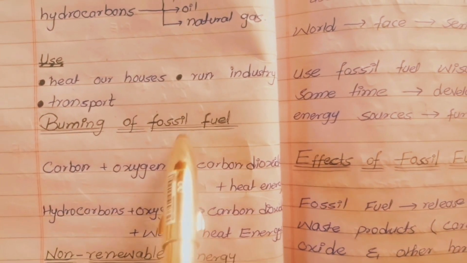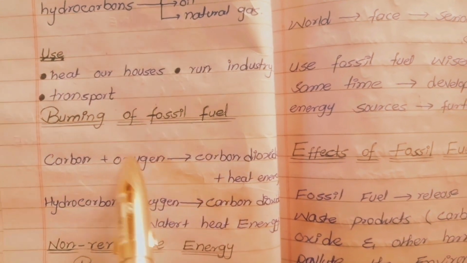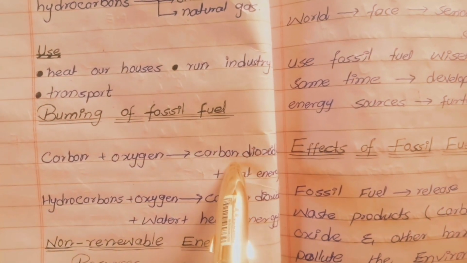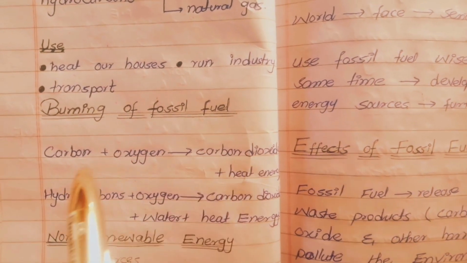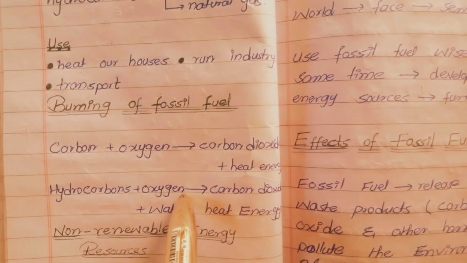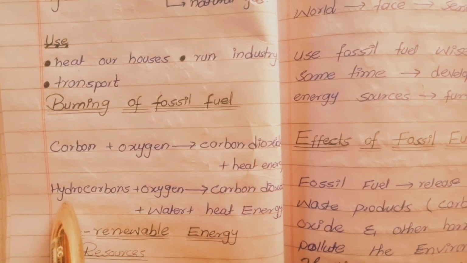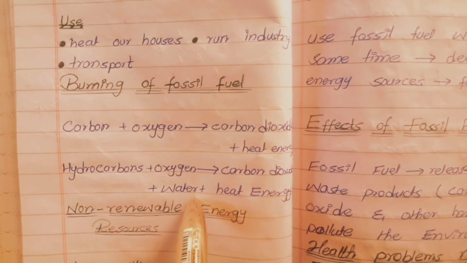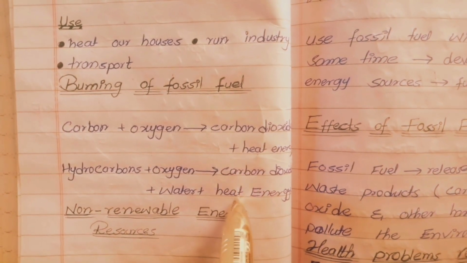Burning of fossil fuels. When we burn these fossil fuels in the presence of oxygen, carbon changes into carbon dioxide and heat energy is produced during this reaction. And hydrocarbons burn in the presence of oxygen. During this reaction, carbon changes into carbon dioxide and hydrogen converts into hydrogen oxide, which is also called water. And a large amount of energy is released during this reaction in the form of heat.